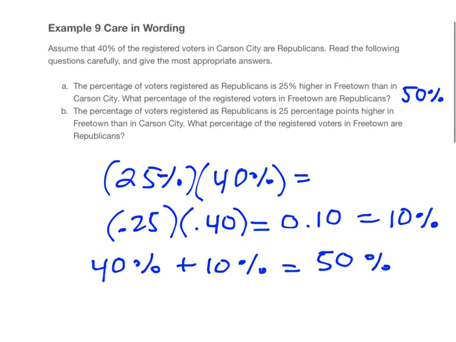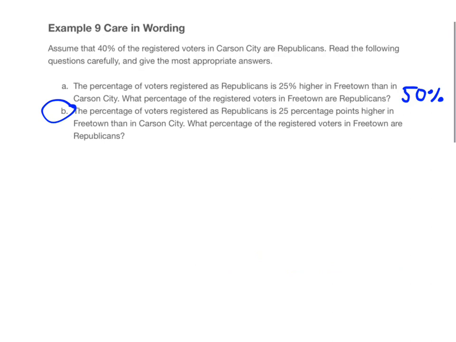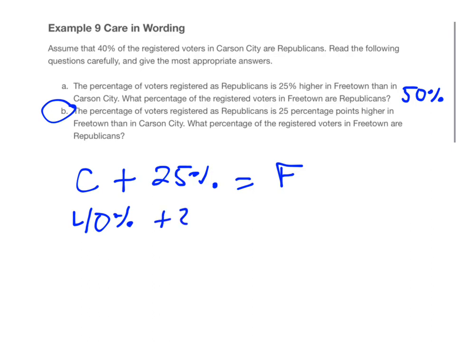All right. On the other hand, let's say the wording in Part B here was: the percentage of voters registered as Republicans is 25 percentage points higher in Freetown than in Carson City. So there, that would be talking about an absolute difference. All right, so we'd have the Carson City number plus the absolute difference of 25 percentage points, and that should give us the Freetown number. All right, so Carson City was 40%, plus 25%, which would give us 65% for Freetown.